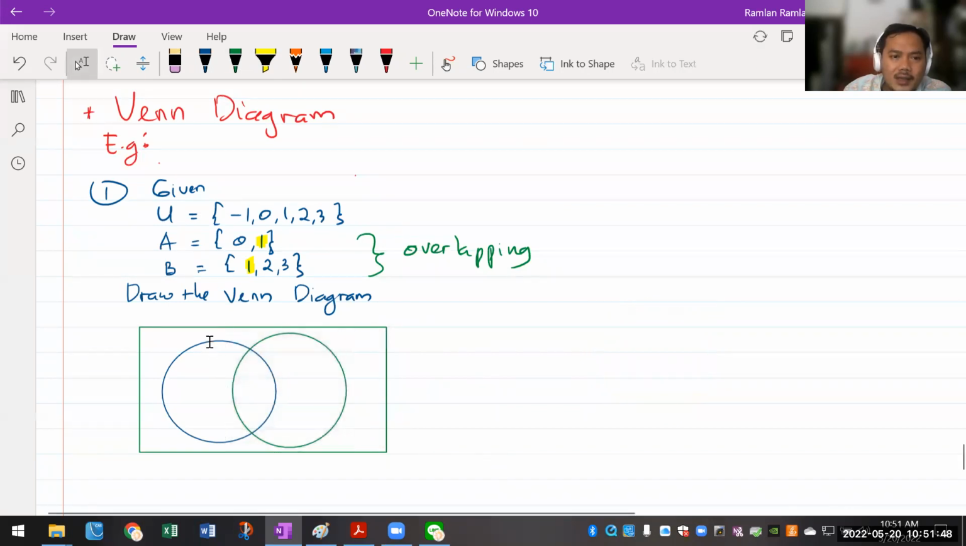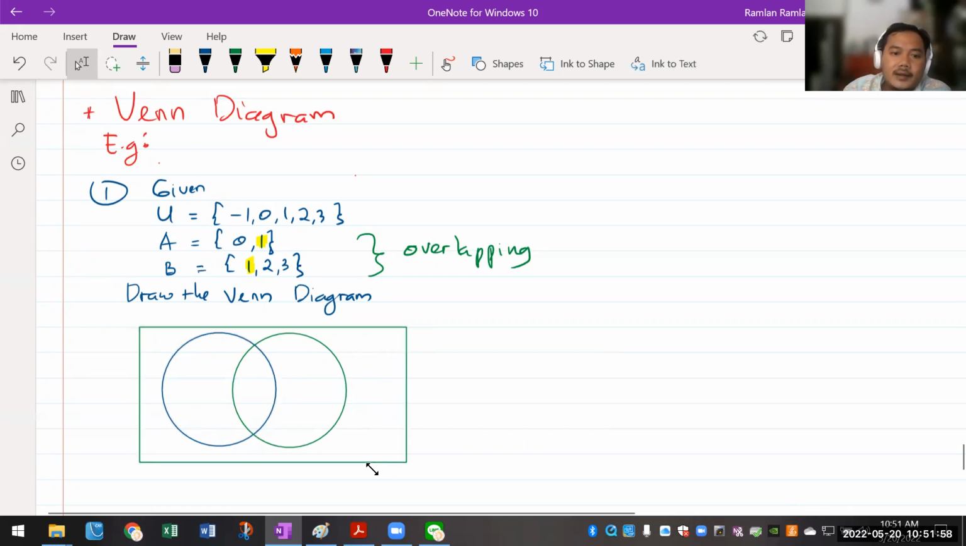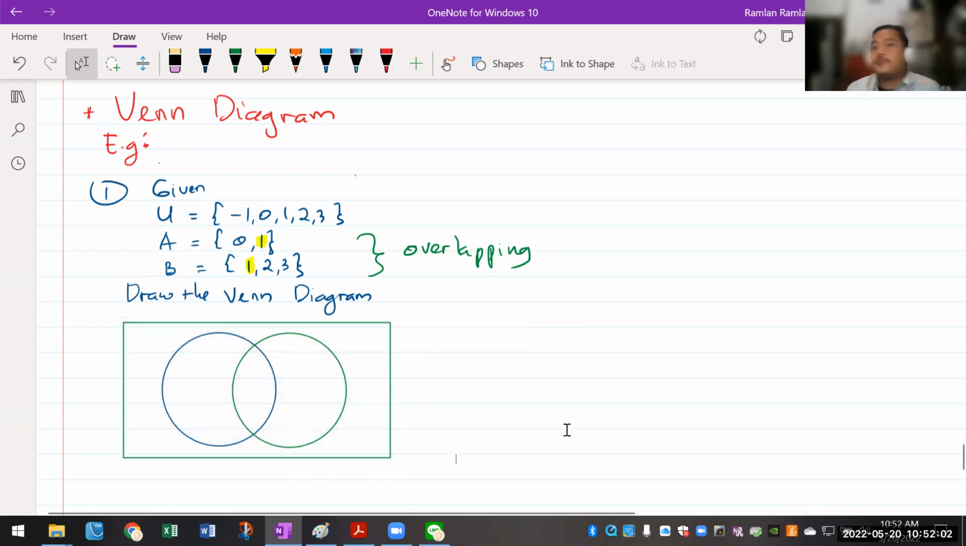So this way is not the same, so let me make them the same. Okay, the rectangle is this big. Here we go. So this is the first thing that you need to draw. You don't need to write down anything else. Just draw it, because we know that it is overlapping, so we will have a section that is overlapping. That part is going to be the overlap.